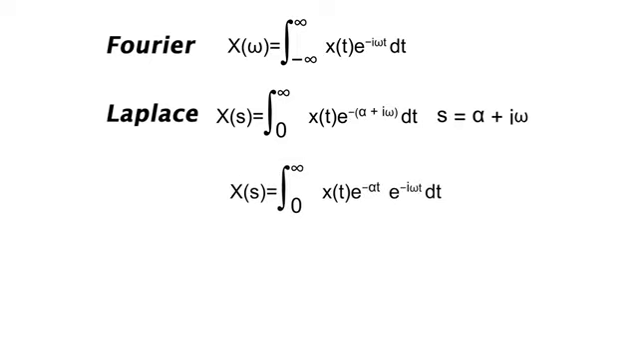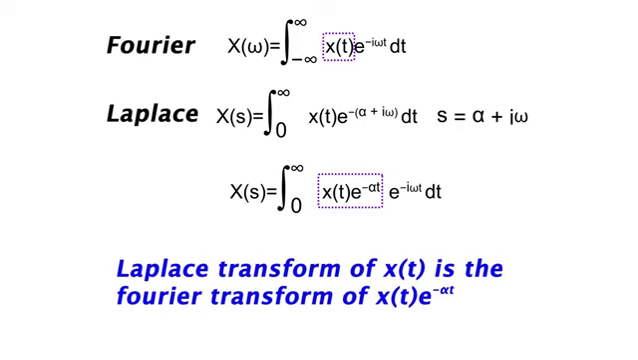The Fourier transform of something is found by multiplying that function by e to the minus i omega t and integrating. Well, in the Laplace transform, we have the integral of something times e to the minus alpha t, times e to the minus i omega t. Meaning the Laplace transform of some function is just the Fourier transform of that function times an exponential term. Doing this for all values of alpha, all real numbers, gives you the entire Laplace transform.